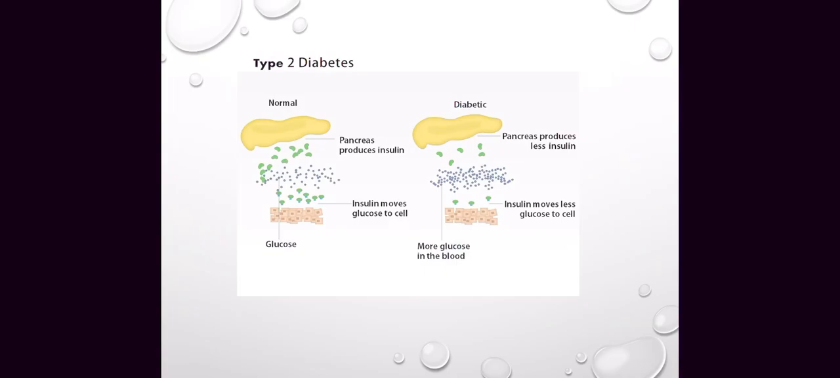In this picture I have shown how the normal pancreas and insulin work, and how they work in the diabetic condition. In the diabetic condition, the pancreas may produce less insulin, but what actually happens is that the insulin produced by the beta cells of the pancreas cannot work with the receptor, it doesn't function, and it cannot carry the sugar in the blood inside the cell. The glucose cannot move inside the cell. As a result, it increases the blood sugar.